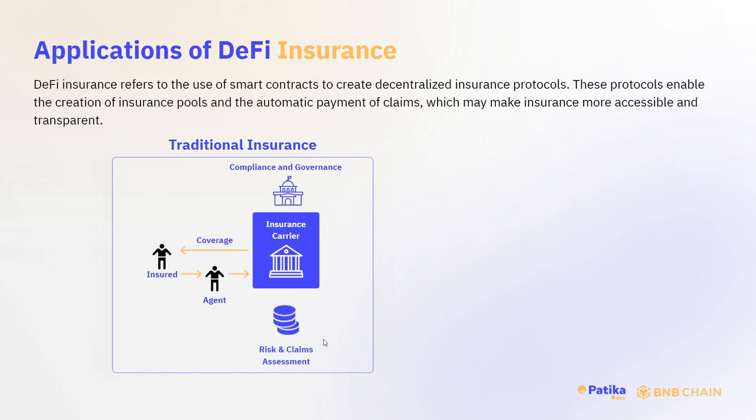We also have risk and claim assessment, which is the process of evaluating the likelihood of a claim being made on an insurance policy. And here an insurance carrier is the company that provides the insurance policy, and they are responsible for paying out the claims. And of course, we also need a system that can regulate this insurance carrier, which is compliance or governance. They refer to the process of ensuring that financial institutions and their products and services comply with laws, regulations, and industry standards.